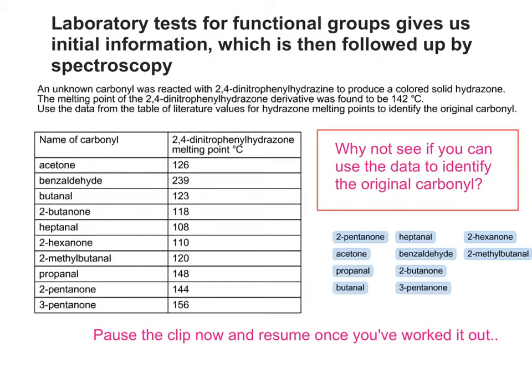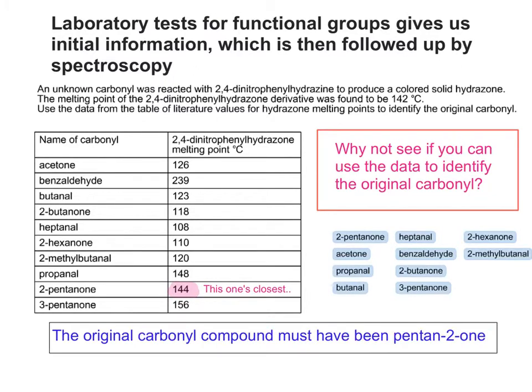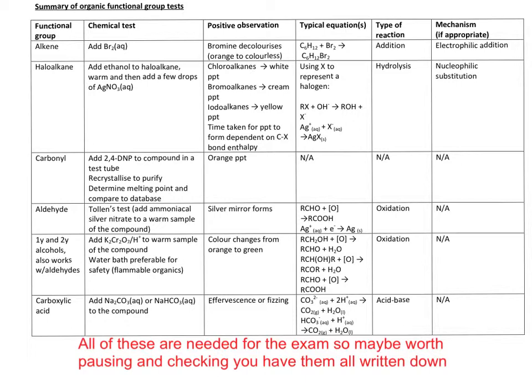So pause the clip and then play once you think you've worked it out to check if you were right. So 144 degrees C is the closest. So the original carbonyl compound must have been pentan-2-one, or 2-pentanone, as they've said in this table.